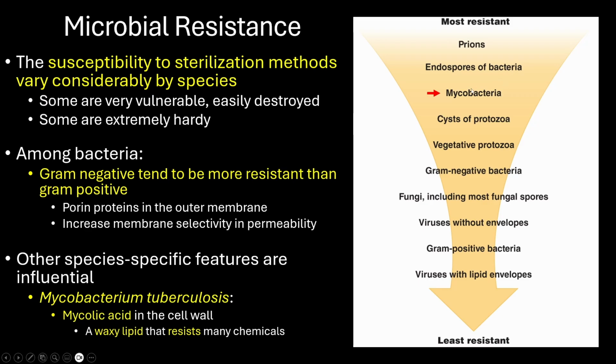Above that, we have a group of bacteria called mycobacteria. So this is a major group of bacteria that have a specific kind of chemical in their cell walls called mycolic acid. This is a waxy lipid that has a really resistant quality against a lot of different chemicals. So a notable representative of this group is Mycobacterium tuberculosis, the species that causes tuberculosis. This group is really tough, really hard to destroy, and a lot of our normal sterilizing or disinfecting agents don't do a very good job at killing it.